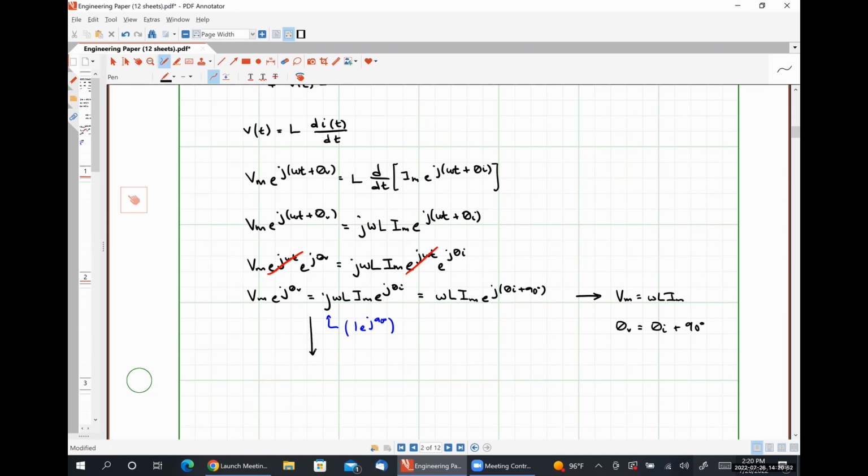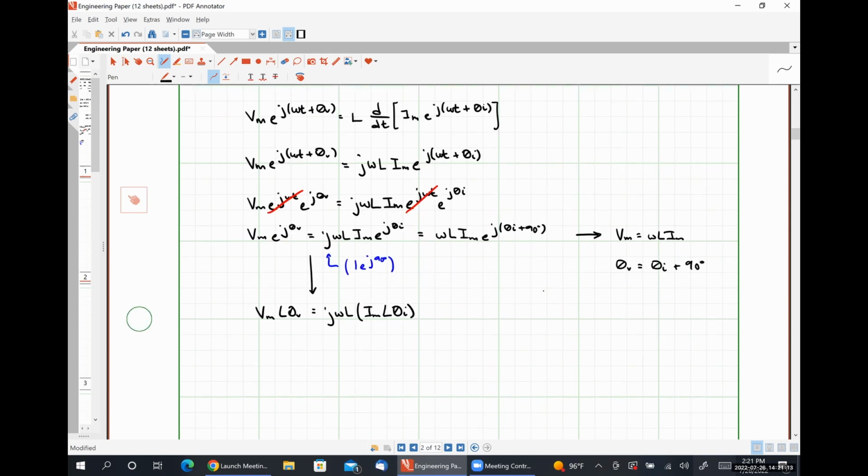We can also observe, by relating our voltage complex number as a phasor, Vm angle theta V, will be equal to j omega L times Im angle theta I. And so we get the relationship V is equal to j omega L times I. So this is our current voltage relationship for inductors in the frequency domain.